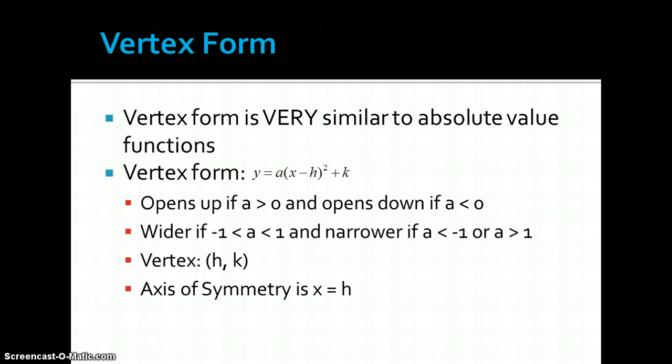Minus right, plus left. The axis of symmetry is x equals h. Still, remember the axis of symmetry goes through the x-coordinate of our vertex. So that is h. That's why the axis of symmetry is x equals h.